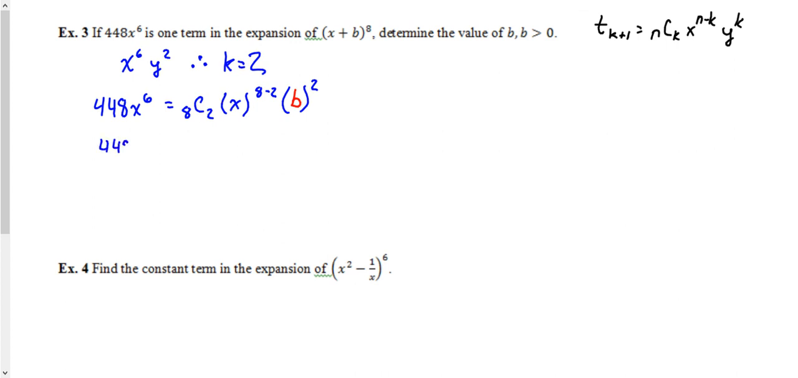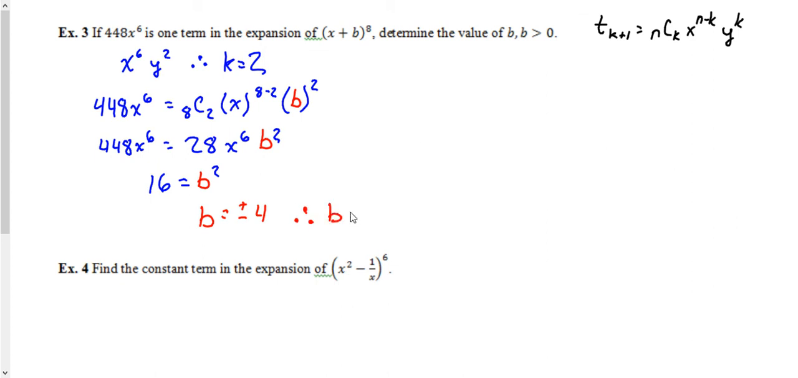Let's clean this up and let's see what we get here. Again, we have the 448 x exponent 6 equal to 8 choose 2, 28, times x exponent 6, and we have our b squared still. There we go. Dividing off everything by 28x exponent 6, the x exponent 6's cancel out. 448 divided by 28 gets you to 16. So right now we have 16 equals b squared. And of course, to get to b by itself, we're going to square root both sides. So b is now equal to, and reminder that you square rooted a variable, so this is now plus minus 4. However, there's a condition here that says b has to be greater than 0. Therefore, b has to only equal 4. And that there is our final answer.